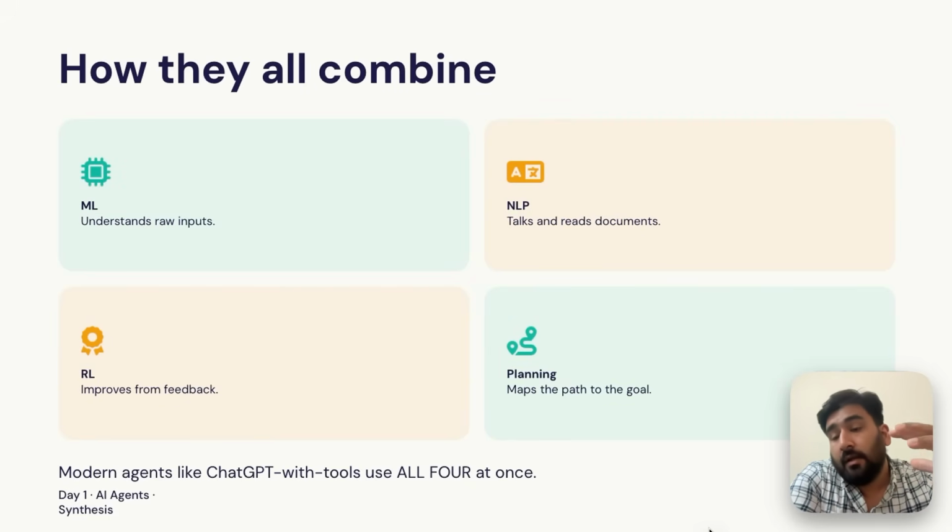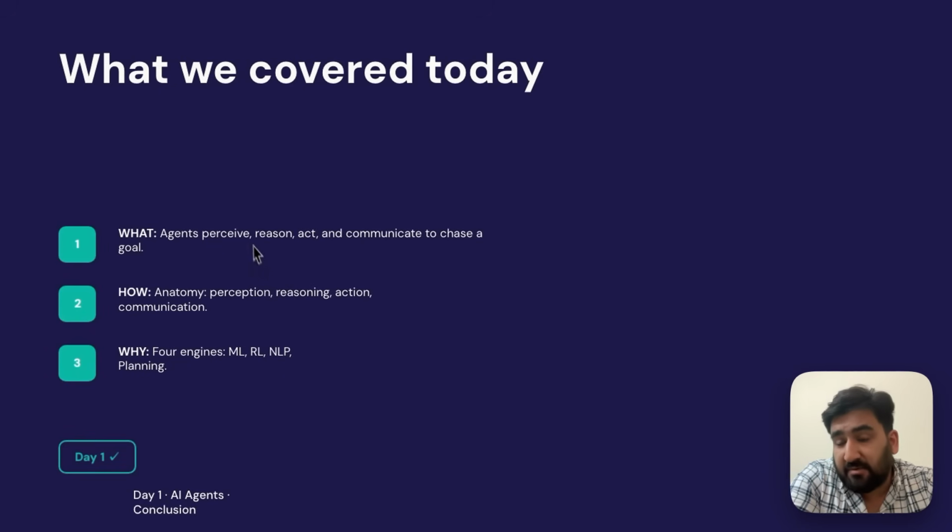So now when you combine them all, you get things like ChatGPT. Modern AI platforms like ChatGPT, Gemini, Claude, or any top industry agentic frameworks or models or LLMs which are used to design these agentic loops, combine all four components together. So what we have covered today is what agents receive, how they reason, how they act, what the anatomy is: perception, reasoning, action, and planning. And the four engines: machine learning engine, reinforcement learning engine, NLP engine, and the planning engine.